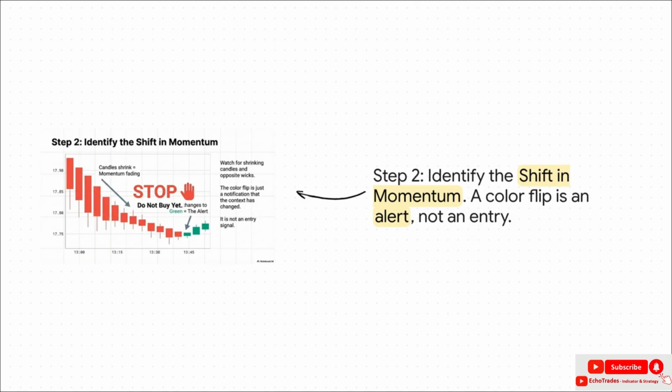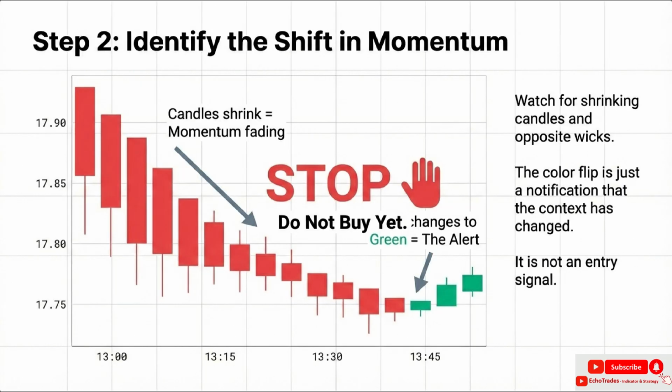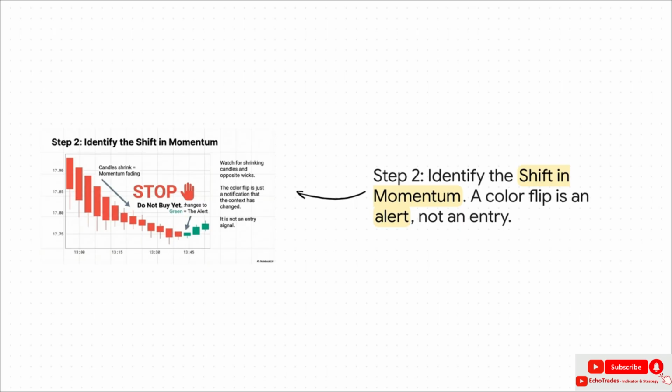Next up, we spot the shift. See how those powerful red candles start to shrink? That's our first clue that the sellers are getting a little tired. And then, bam, the color flips to green. Now remember the trap. This is not our signal to buy. This is just an alert. We stop, we wait. The context of the market has changed, and now we need to be patient.